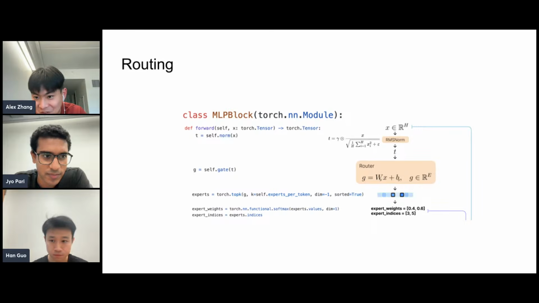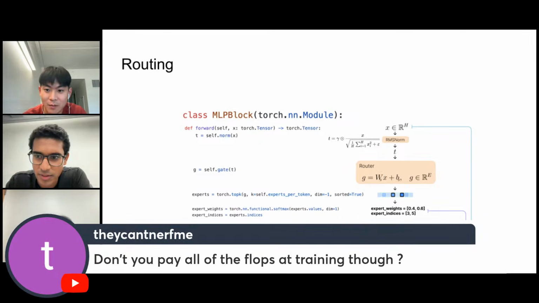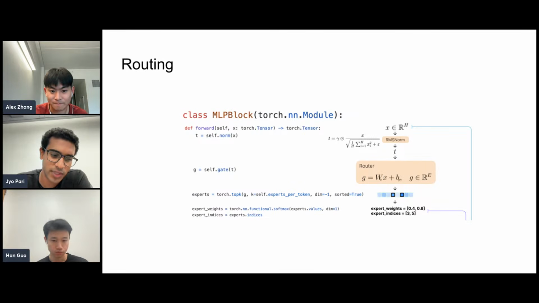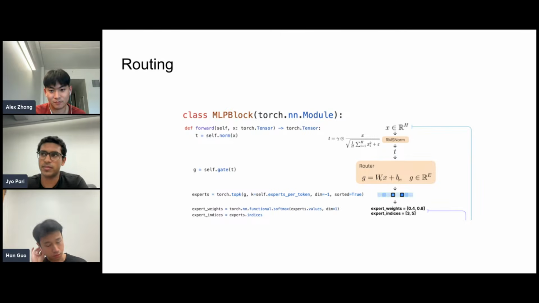Don't you pay all of the FLOPs at training time though? Well, even in training time, each token, if it's routed to a subset of experts, it's not routed to all the experts, right? So you do also save some compute there.